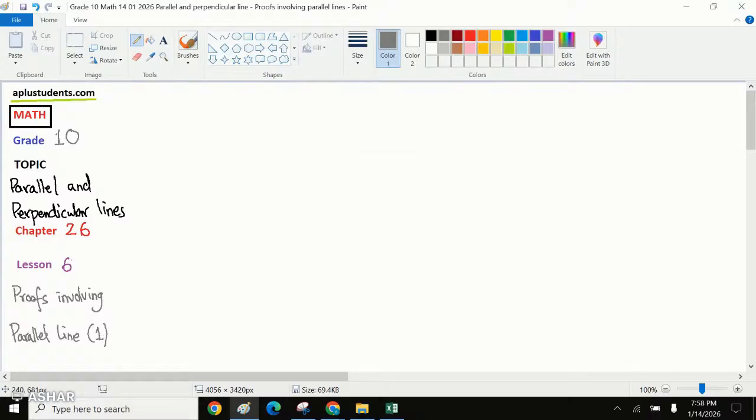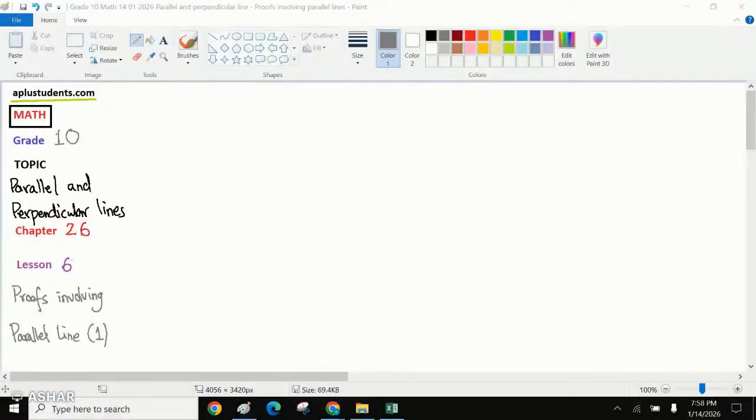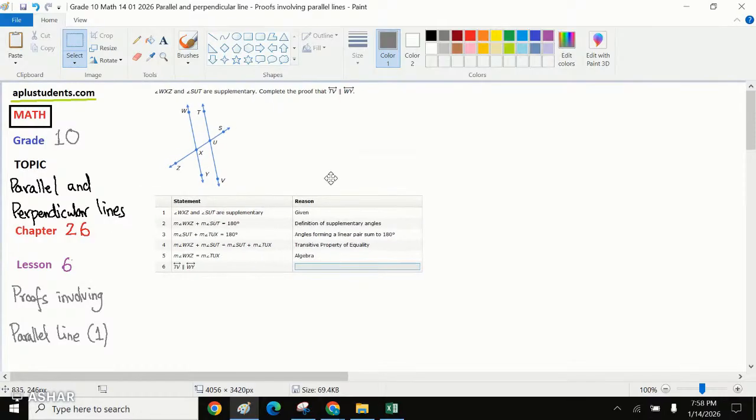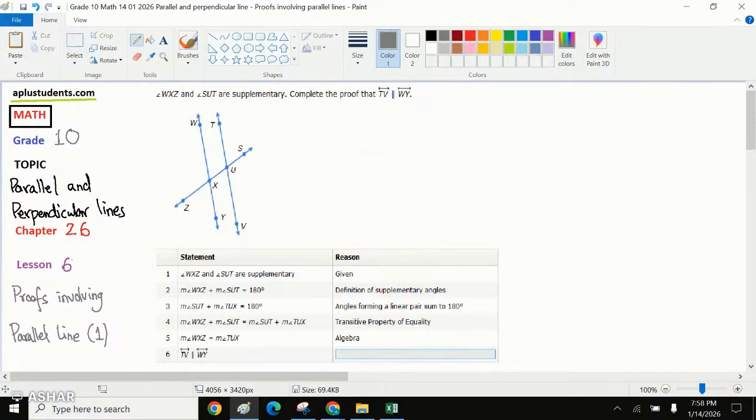We'll have 2 lessons on these. The first one is, the question given to us, I'll just copy the question and the given information, then we'll see what we need to do. So the given question is, this is the information that is given to us in question number 1.